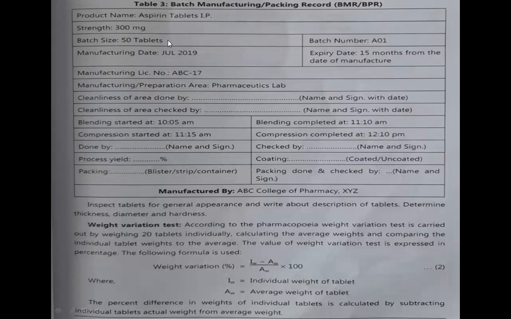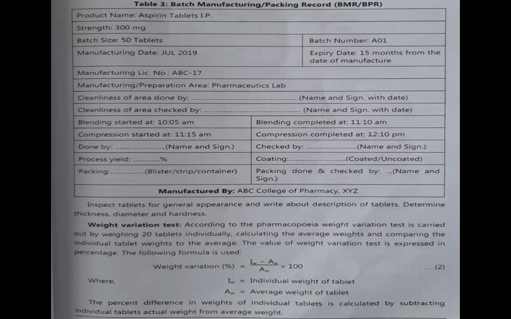So if you are preparing 10 tablets or 20 tablets or whatever it may be, you have to mention here the batch size, 20 or 30 tablets. Then the manufacturing date, whatever you have prepared. If you are preparing in July, then you must give the expiry date 50 months from the date of manufacture. So just calculate it, and whatever it may be, you can write it right here.